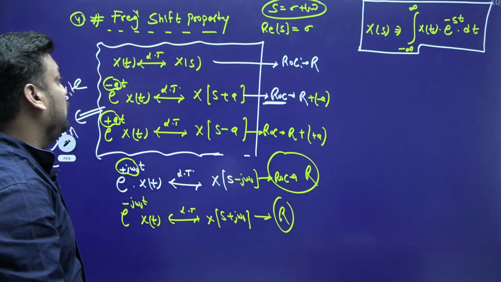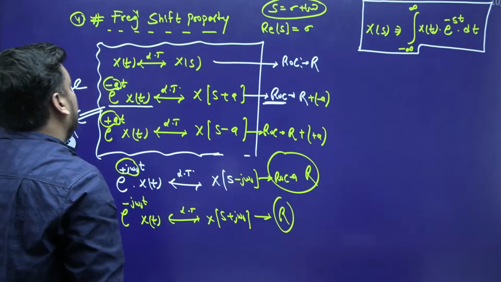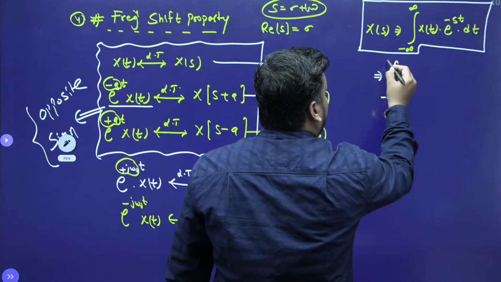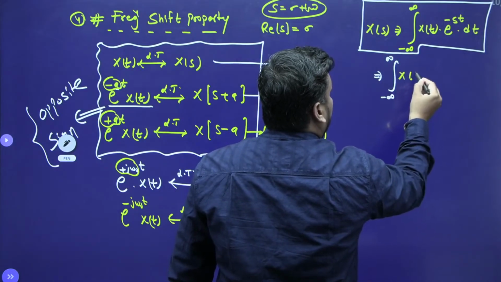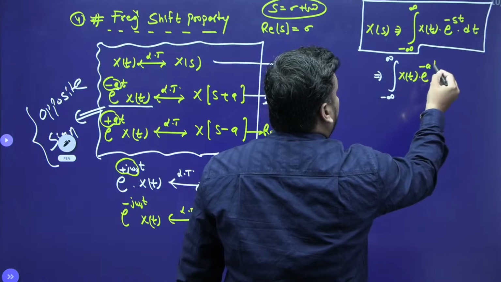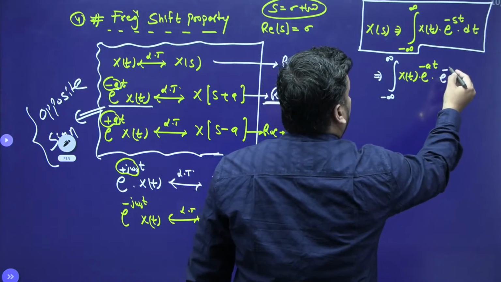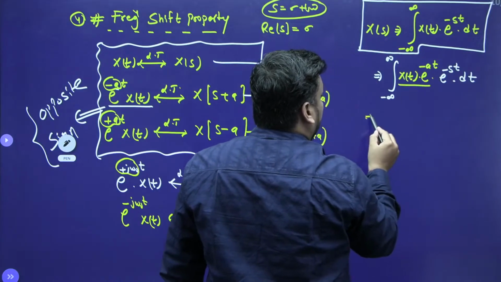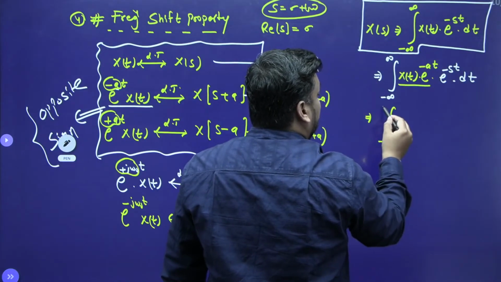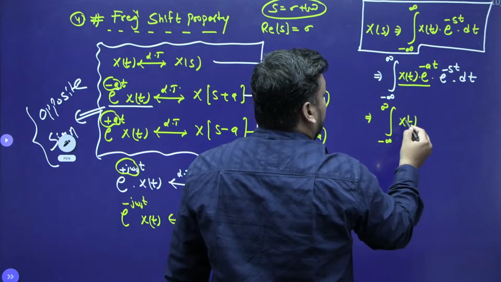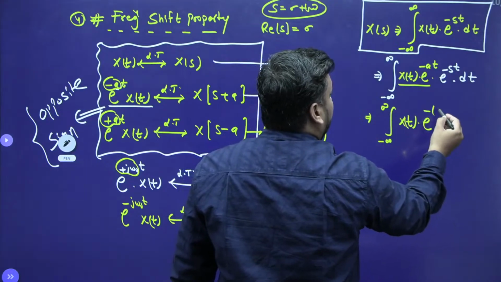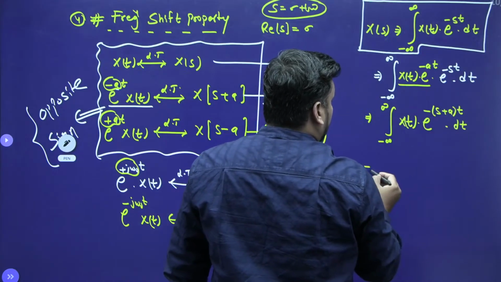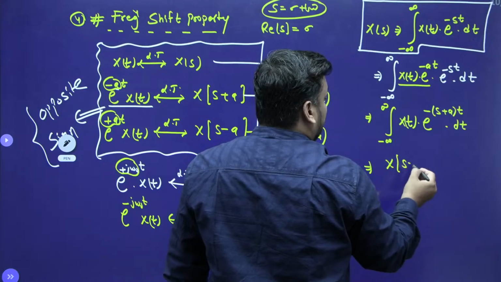But if I want to find the Laplace transform of x(t) times e to the power minus at, I write the integral from minus infinity to infinity of x(t) e to the power minus at times e to the power minus st dt. If I take the exponent common, inside the bracket I get minus (s plus a). So what you get ultimately is X of s plus a.